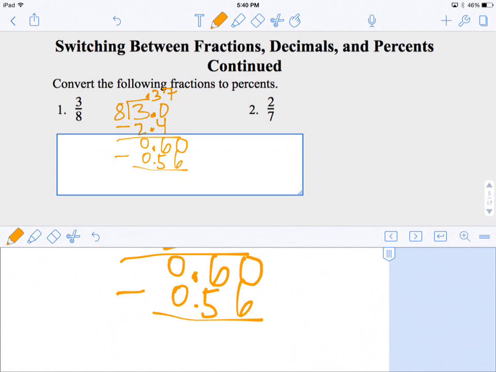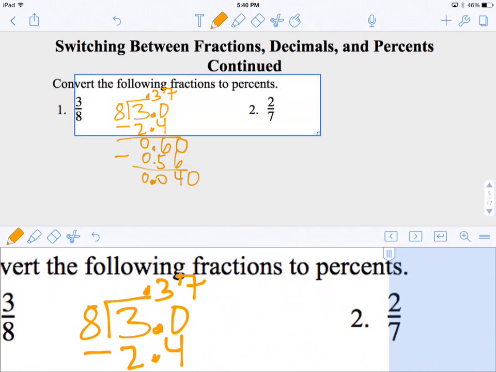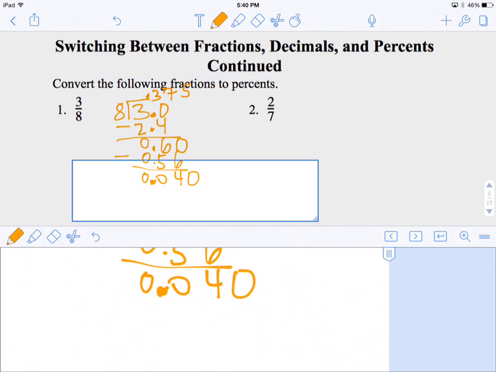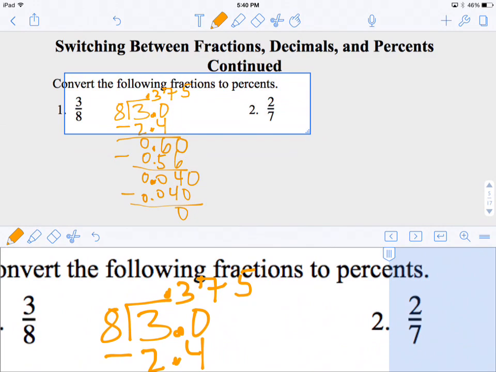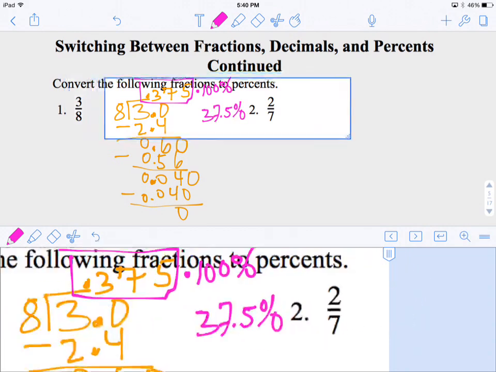And now we subtract. We're left with 0.04. We'll add a 0 to the end of that. How many times does 8 go into 40? Well, that goes in 5 times. So we have 0.040. We subtract. We have no remainder again. We may have to do that for a long time until we get our answer. But here you go. Here is our decimal, but it needs to be a percent. So all we've got to do is multiply that by 100%. So our final answer is 37.5%. A lot of work, but we did it.